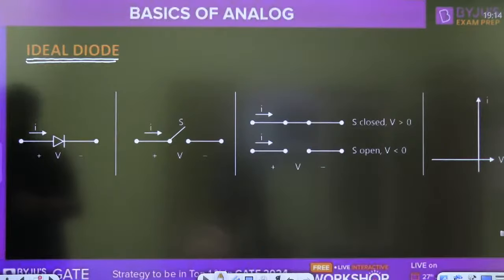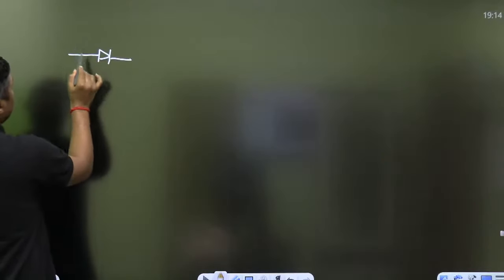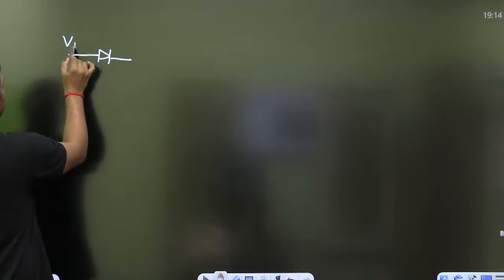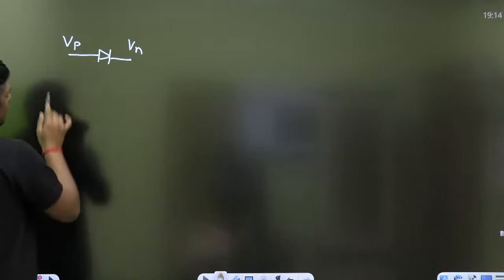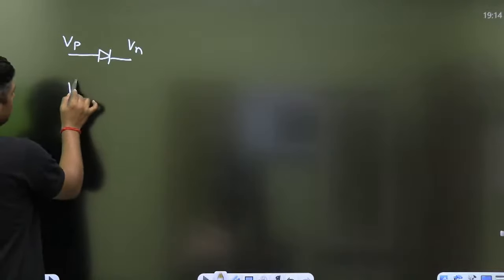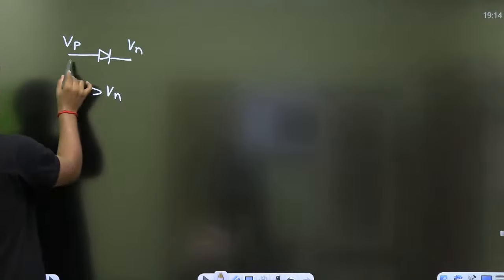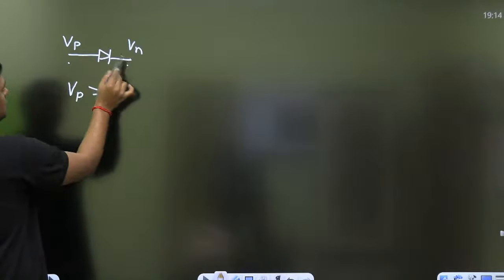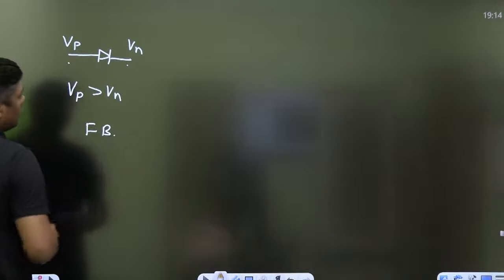Ideal diode means there are two conditions. This is called the positive terminal voltage and that is called the negative terminal voltage. Remember, if the positive terminal voltage is greater than the negative terminal voltage, meaning we are providing high voltage at this point and low voltage at this point, then the diode is forward bias.